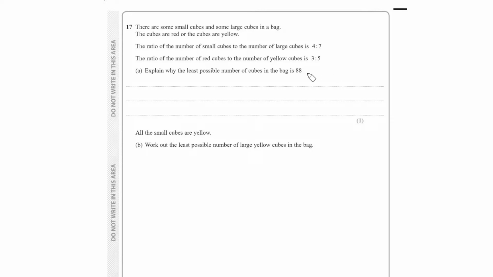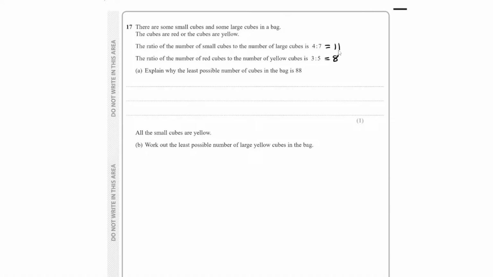So for this one, just think about it. Let's say you did know the number of cubes in total. If you were to share out these ratios, you would normally add them together, wouldn't you? That's 11, that's 8, that can already give you a bit of a clue. And you would divide by that number, wouldn't you? Now, because they're cubes, you can't have half of a cube. It has to be a whole cube, doesn't it?